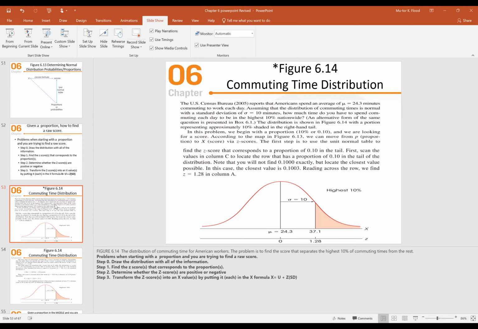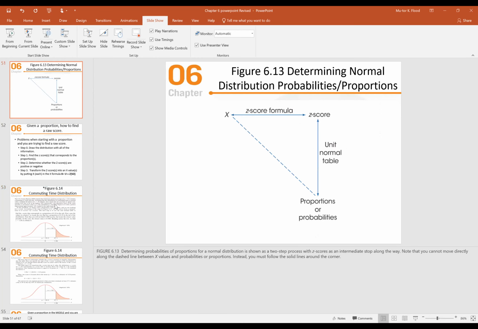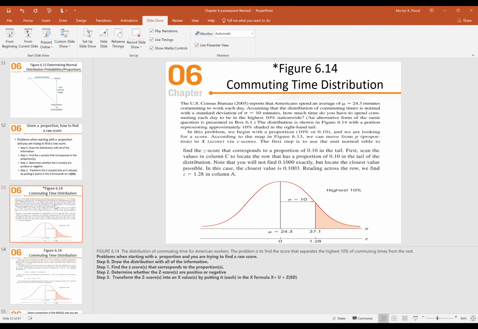So in this problem, we begin with a proportion, 10% or 0.10, and we are looking for a raw score. According to the map in figure 6.13, we can move from the proportion to the X score via Z scores. This is what this was saying right here. You go from proportions to the Z score to the X score.